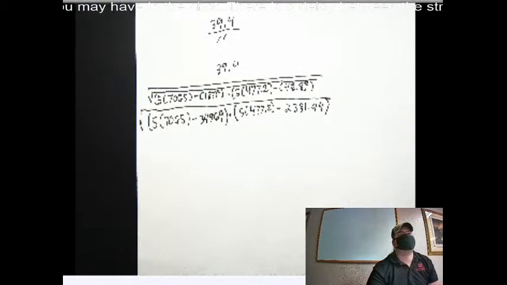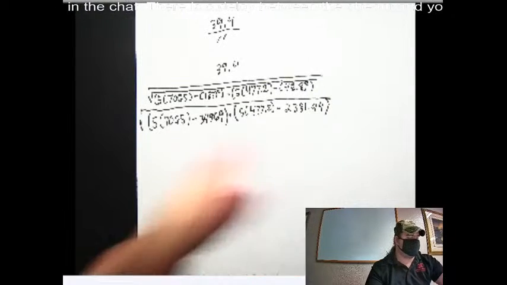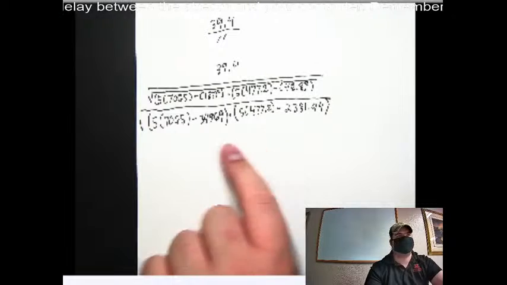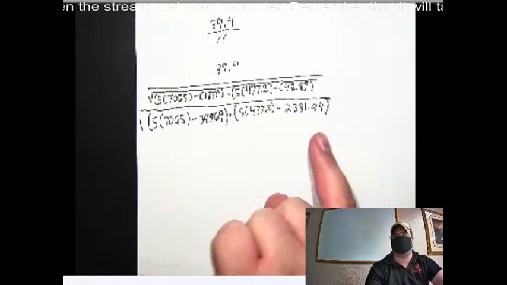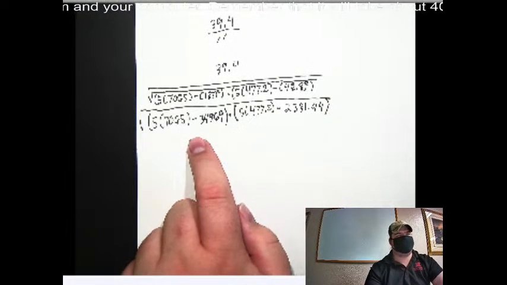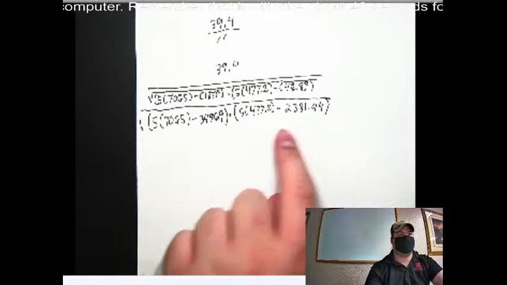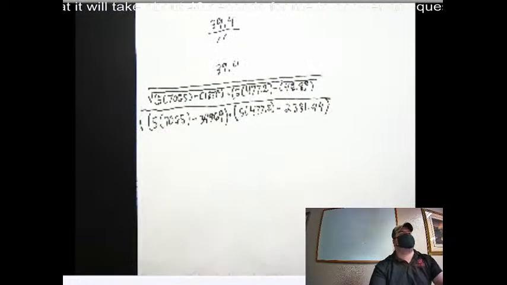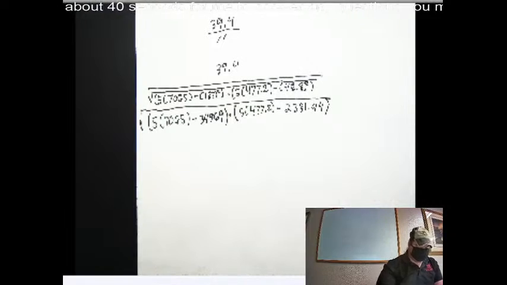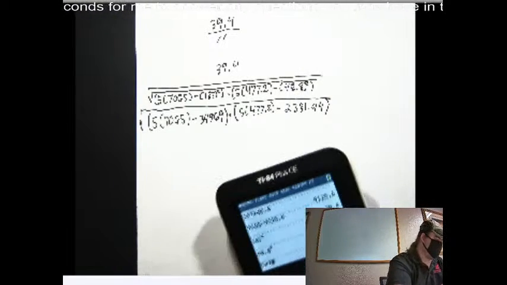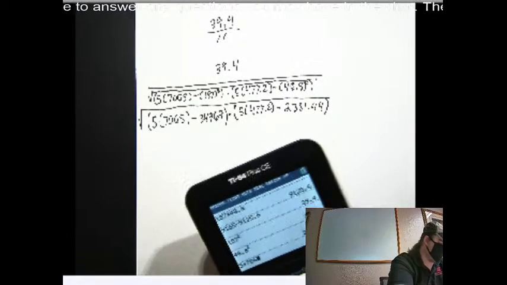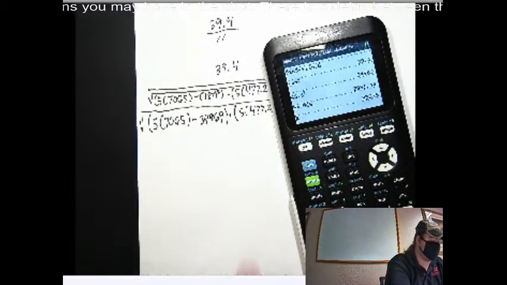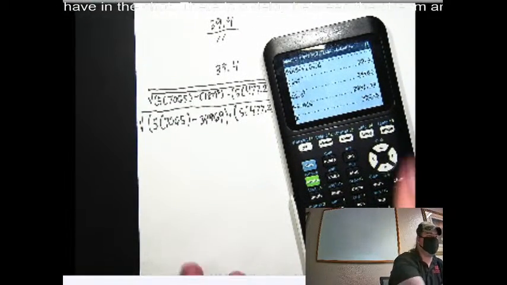All right. So we've done our parentheses. Do we have any exponents that we can still do? No, I don't see any. So next will be multiply. Do we have any place that we can multiply? Yeah, we can multiply 5 times 7,065, which is 35,325.